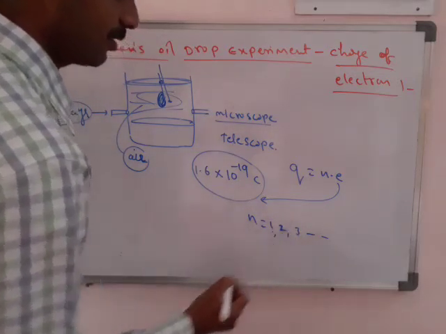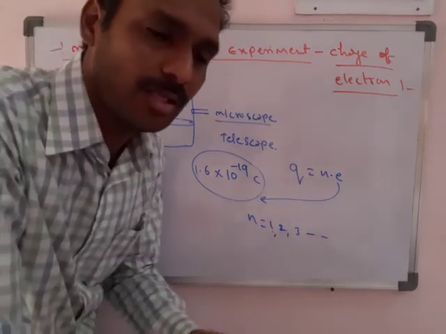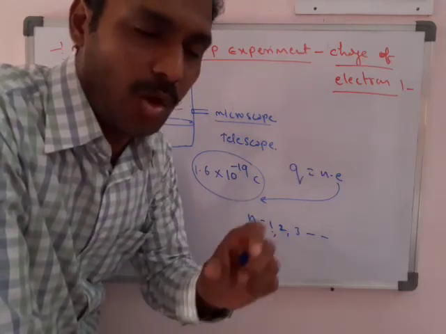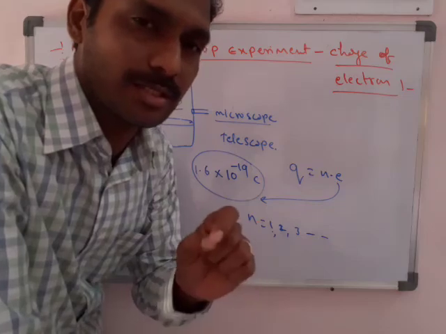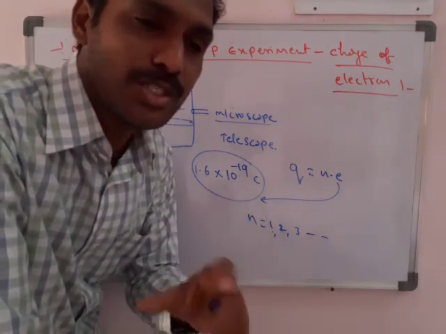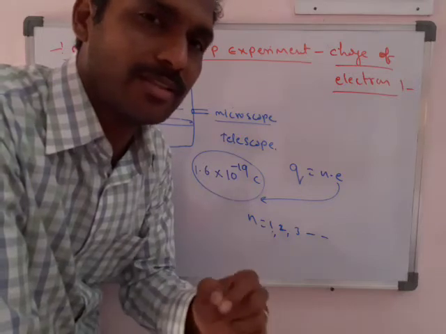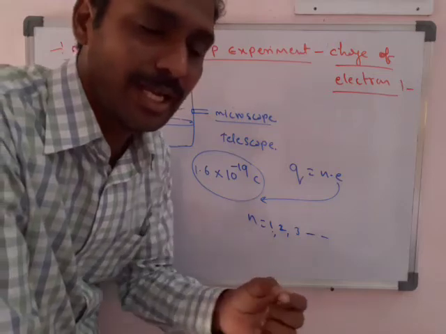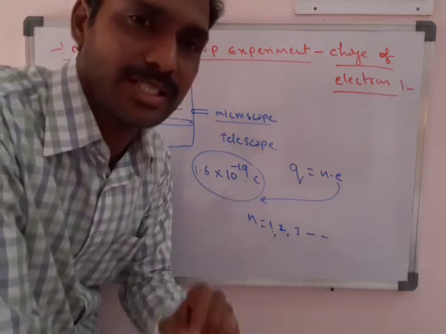So after all, he was ready to conclude that all the charges are integral multiples of 1.6 into 10 minus 19 coulomb. That's why he gave the charge of the electron as 1.6 into 10 minus 19. And that is only the least charge.